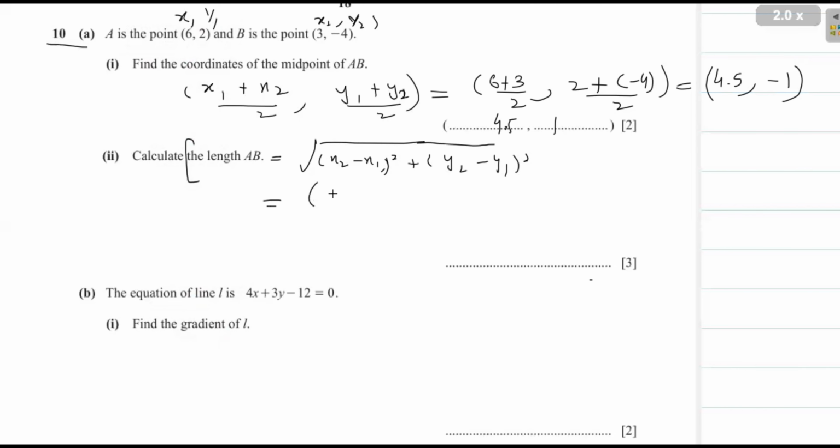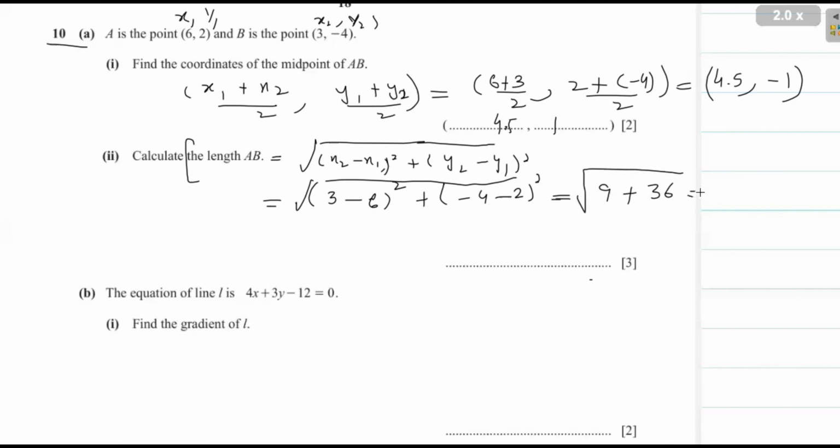We will put the values here. X2 is 3, x1 is 6, and y2 is minus 4, y1 is 2, and we can calculate this. This value will be equal to minus 3 whole square is 9, minus 4 minus 2, minus 6 whole square is 36, and this will be equal to the square root of 9 plus 36, which is 45. This is the length of AB.